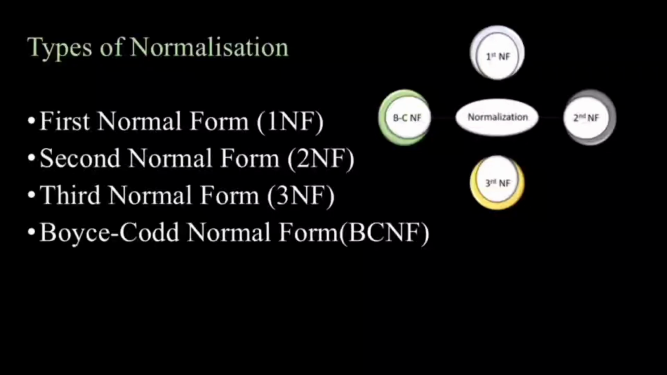The most commonly used normal forms are, first normal form. It ensures that each column contains atomic values and each entry in a column is of the same data type. Coming to second normal form, it achieves first normal form and ensures that each non-key column is fully dependent on the primary key. Let's discuss third normal form. It achieves second normal form and ensures that no non-key column depends on another non-key column.